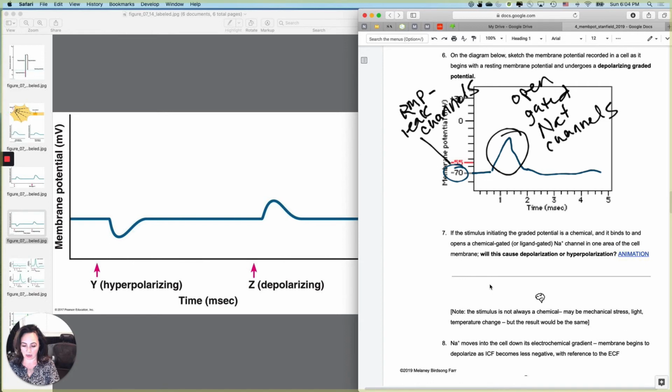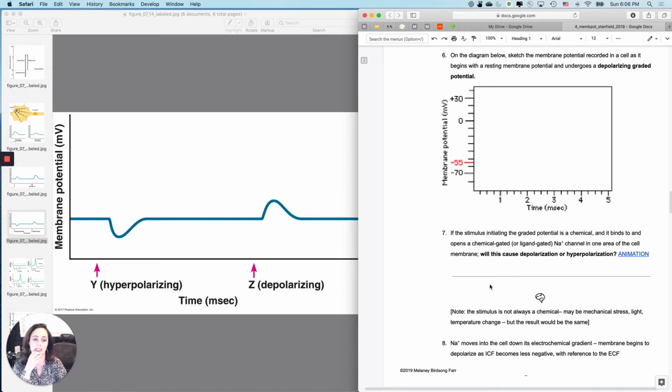Okay, so now, leading into the next topic, which is really difficult for me to teach on distance learning, but I'm going to do my damnedest. If the stimulus that is initiating the graded potential is a chemical, and it's a whole bunch of chemical, let's say a neurotransmitter like acetylcholine, and it binds to and opens a chemical or ligand-gated sodium channel, will it cause depolarization or hyperpolarization? So if I have a ligand-gated sodium channel and there's sodium, and it binds to and opens the sodium channel, will it cause depolarization or hyperpolarization?